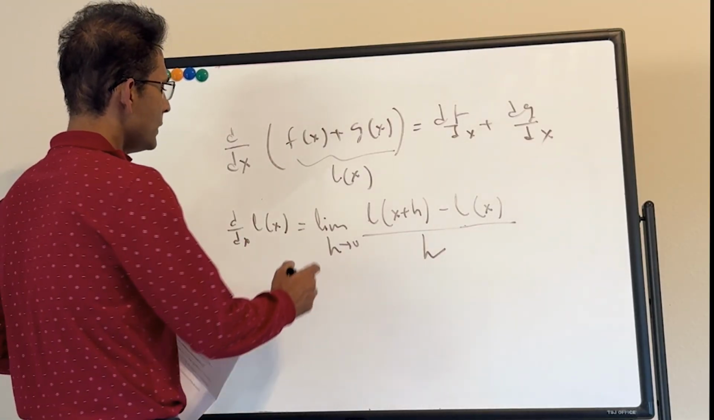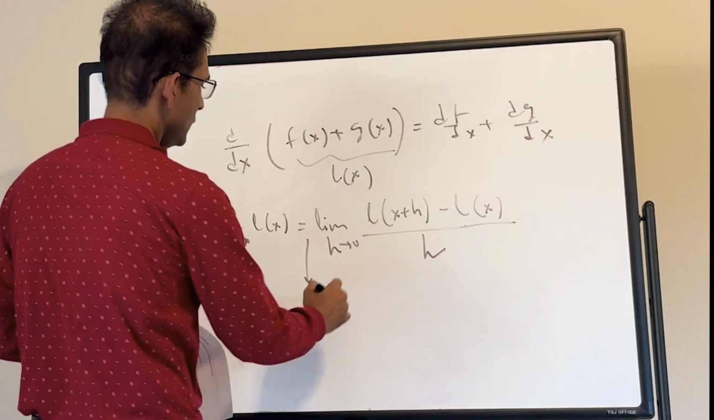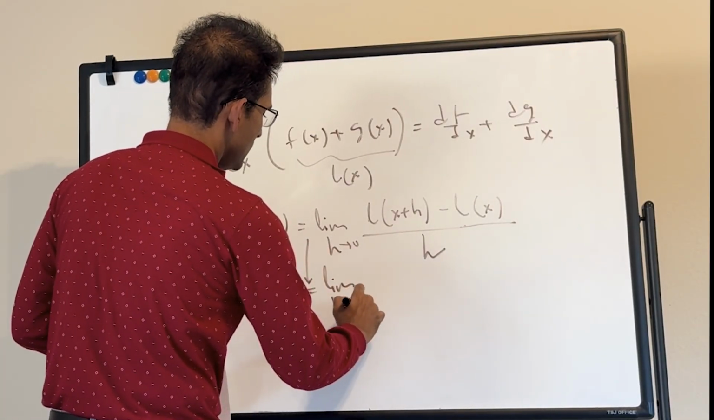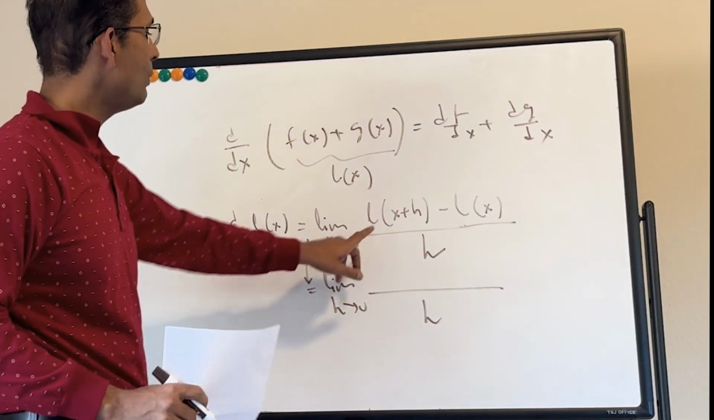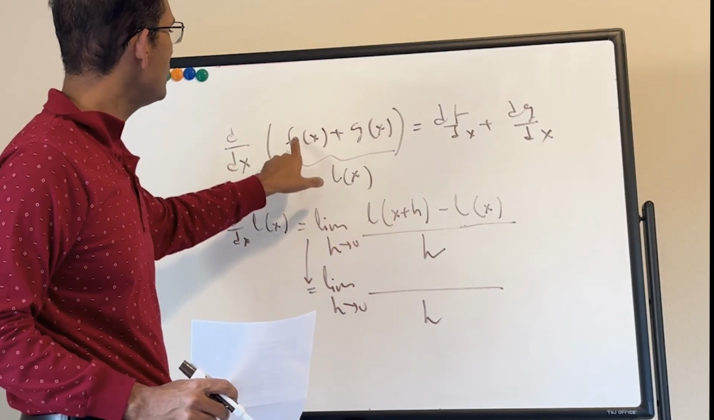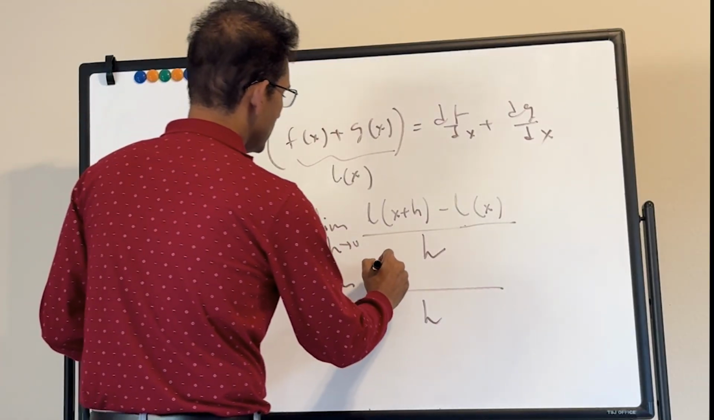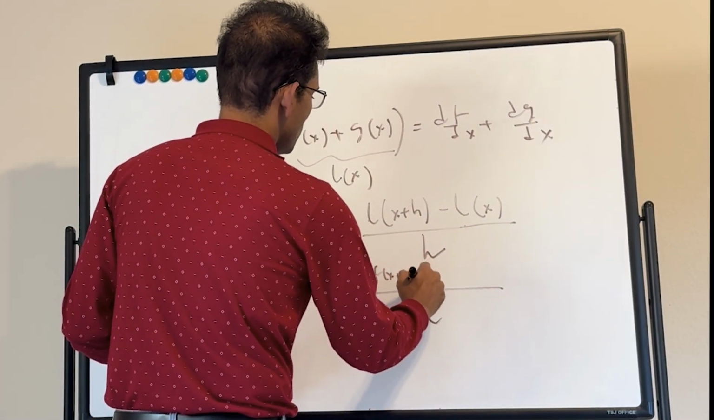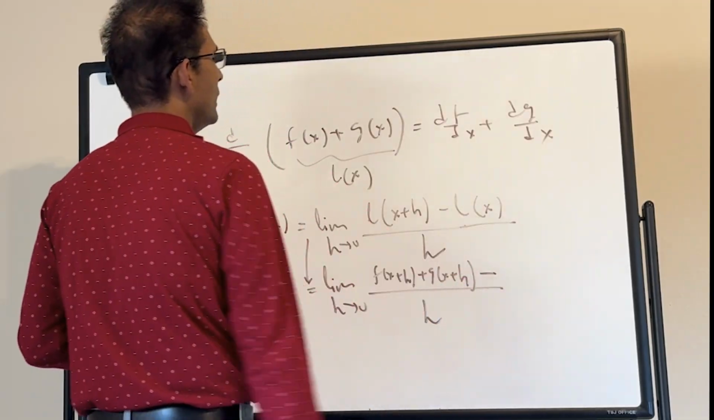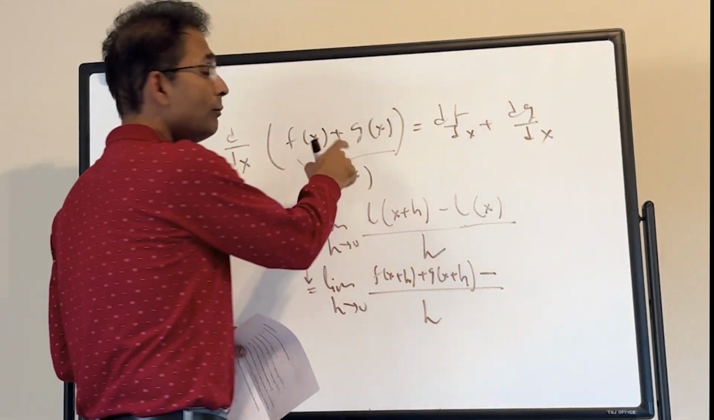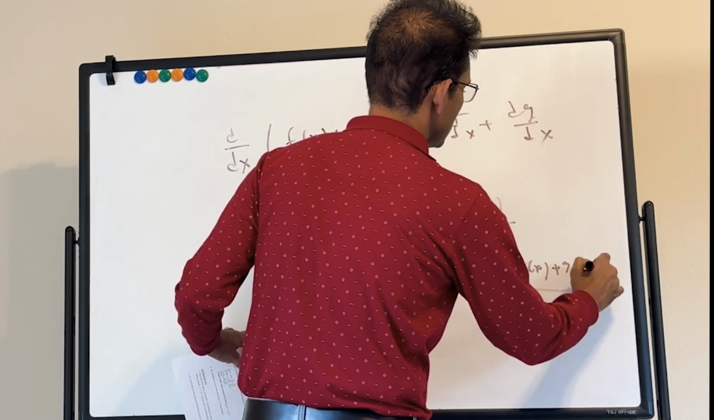Now what we're going to do is simply write L(x) as f plus g. If you do that, what do you get? So limit h goes to 0, in the denominator h. Now, L(x+h), what does that mean? It means f(x+h) plus g(x+h), right? So let's write that down, f(x+h) plus g(x+h), and then minus L(x), which is just f plus g. So we can write this as f(x) plus g(x).